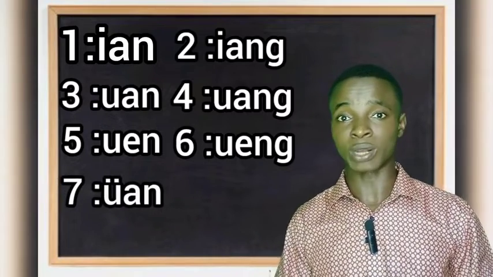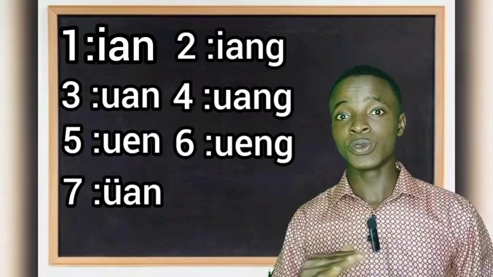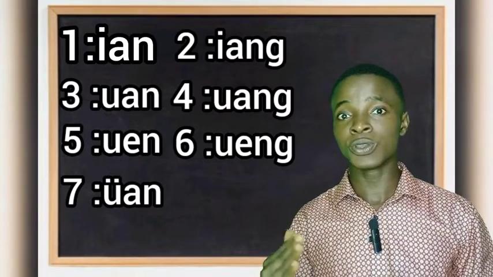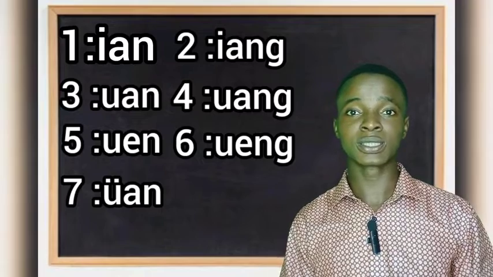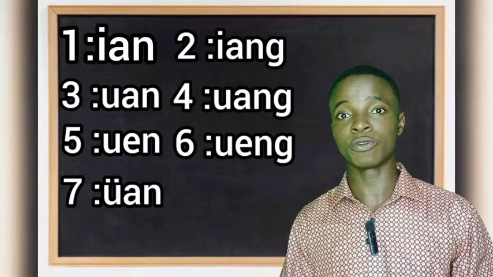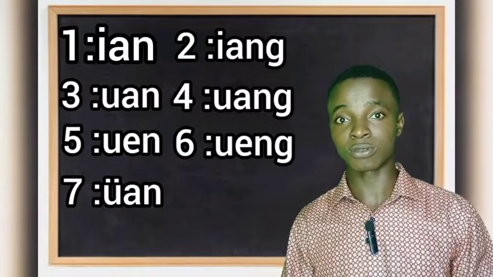The seventh sound we have on the screen is yuan. Repeat after me. Yuan. The U sound will as well be read first before the an sound follows very quickly.